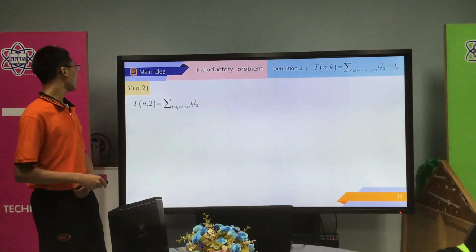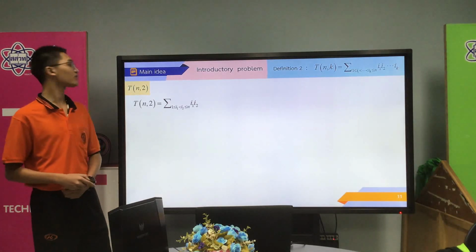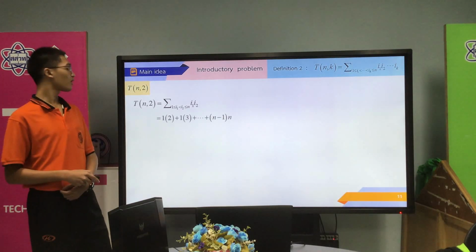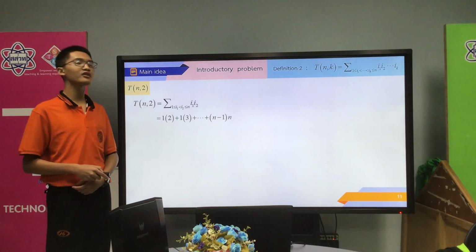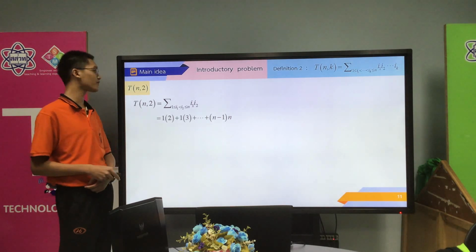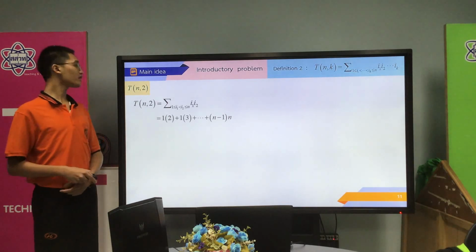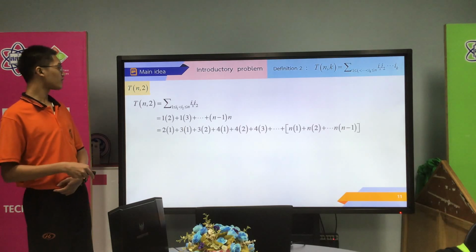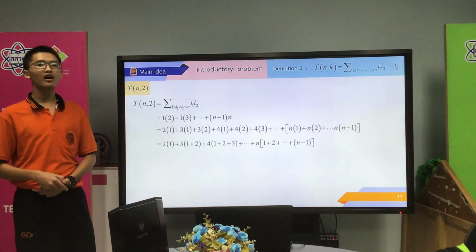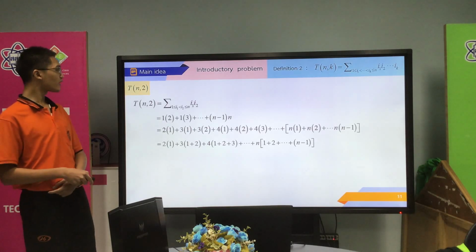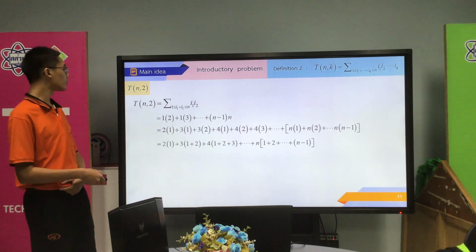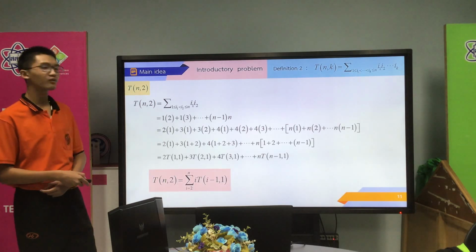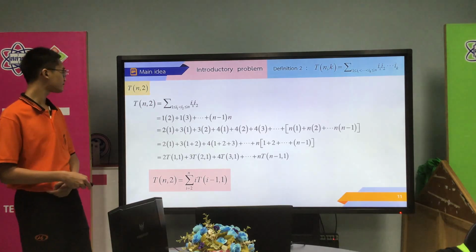Tn2. From the definition, we know that Tn2 is equal to 1 times 2 plus 2 times 3 plus dot dot dot plus n minus 1 times n. We can group these terms and we get this. We can write this term in the recursive form of Tn1. So Tn2 can be written in the recursive form of Tn1.